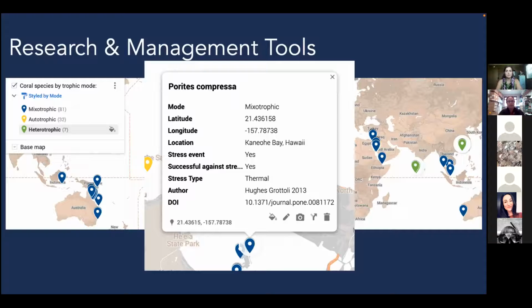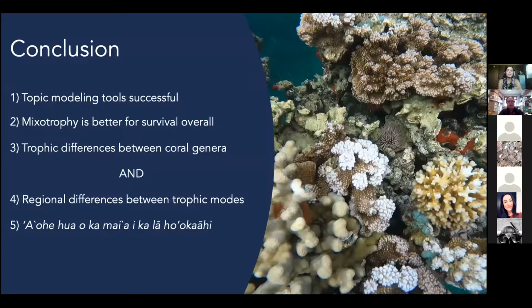Knowing what our corals are doing and having the most information about them, we're going to be able to create more meaningful action plans as well as restoration efforts. So in conclusion, 1, topic modeling tools are successful in categorizing the last 10 years of coral heterotrophic research and have been found to be a great complement to the meta-analysis process. 2, mixotrophy overall was found to be a better survival strategy for corals. 3, trophic differences. We did find trophic differences between coral genera and also regional differences between trophic modes.